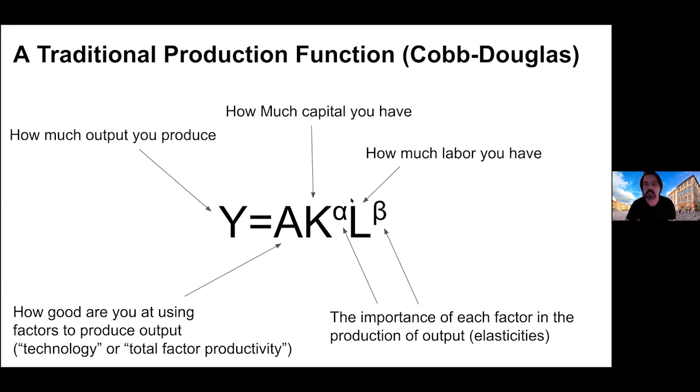For instance, the capital or the labor that you have, and a certain constant here that would be the technology or the total factor of productivity. And if you're going to do this empirically, you're going to try to adjust these elasticities, or these parameters, that tell you how important each factor is in the production of that output.